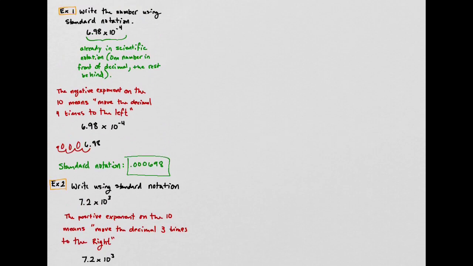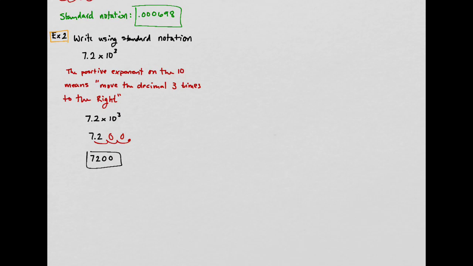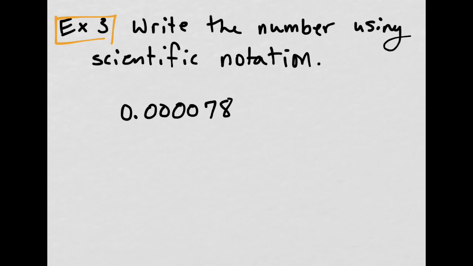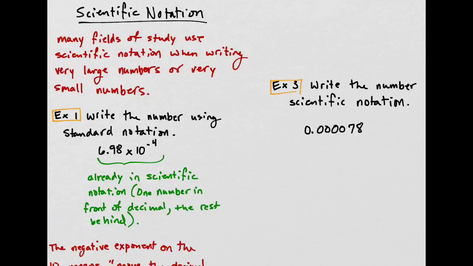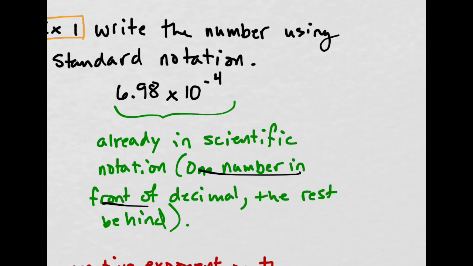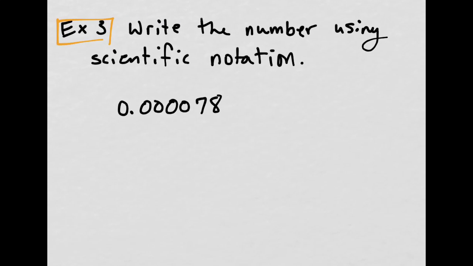And then going backwards, there's taking a number in standard notation and writing it in scientific notation. That's just backwards of this. And you can always check your answer by looking at these two examples. So let's take a look at example number 3. In this case, it's saying write the number using scientific notation. And remember from before, scientific notation was just one number in front of the decimal, the rest behind. So if we take a look at this, that just means the decimal should be right there. So how do we do that?